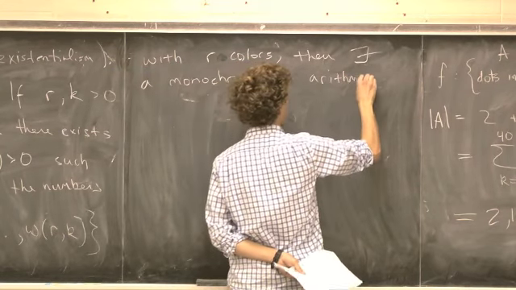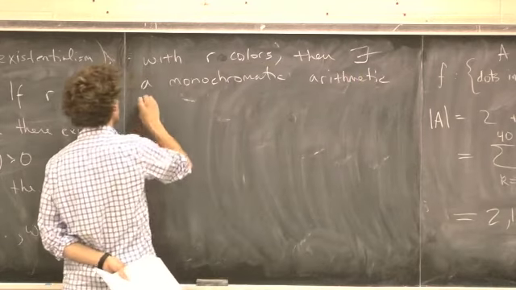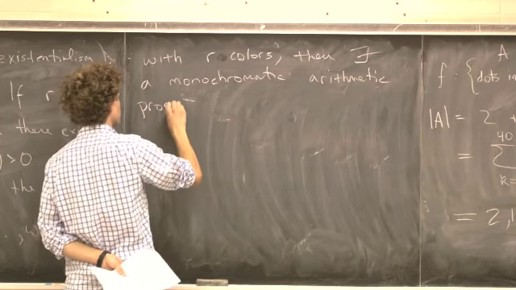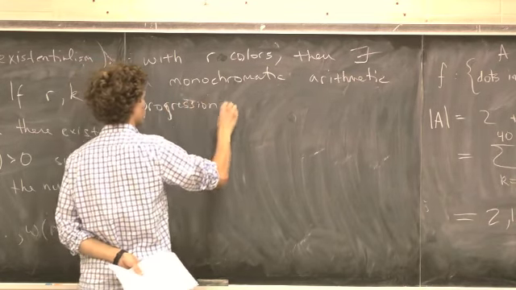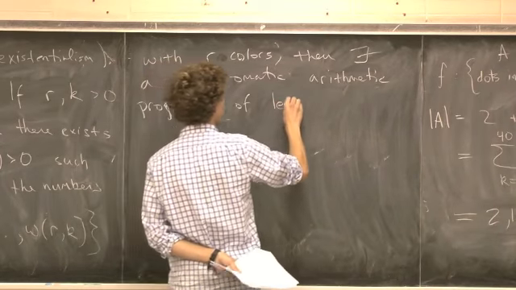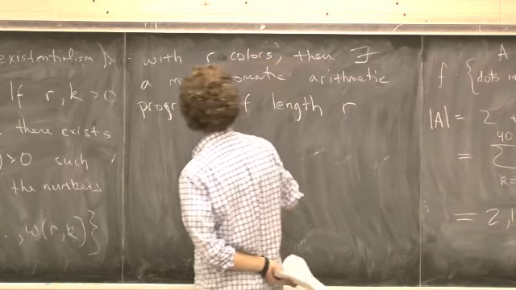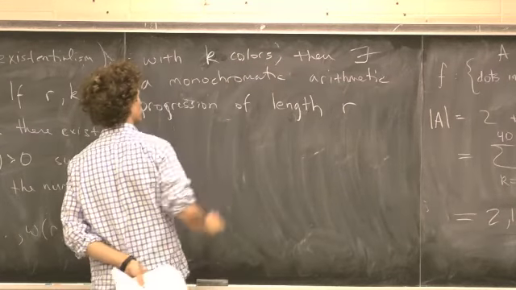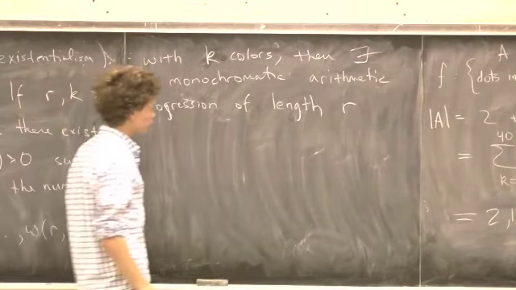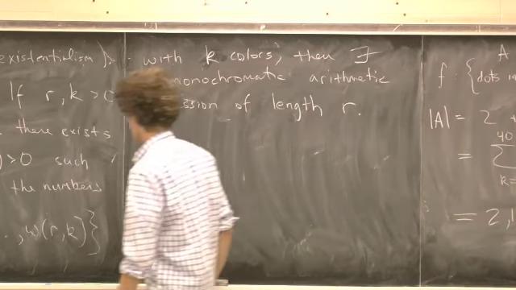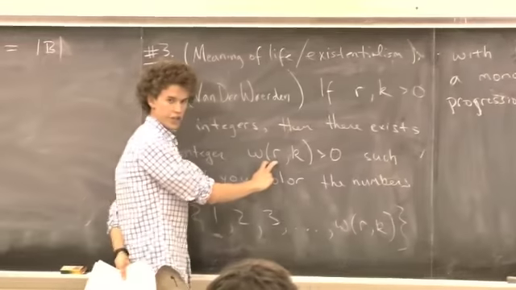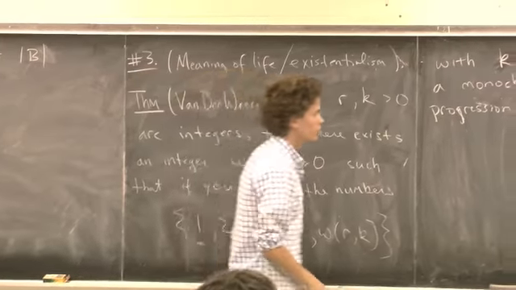arithmetic progression, I'll tell you what this is, of length K. Did I say R is the number of colors? I think I want K to be the number of colors. Okay. So this number is going to depend on R and K. That's why we write W of R, K.